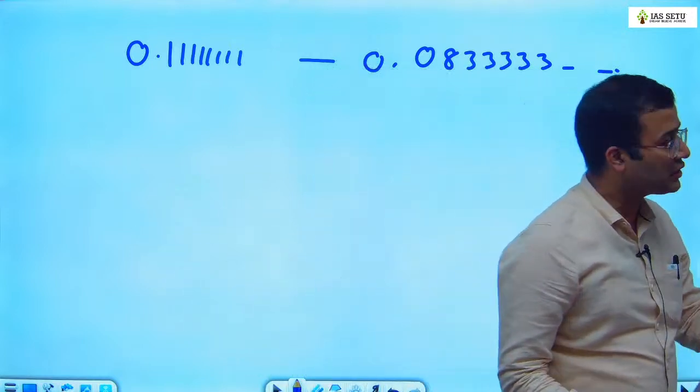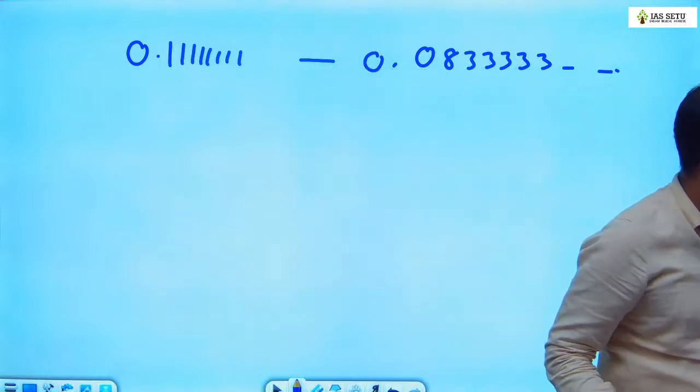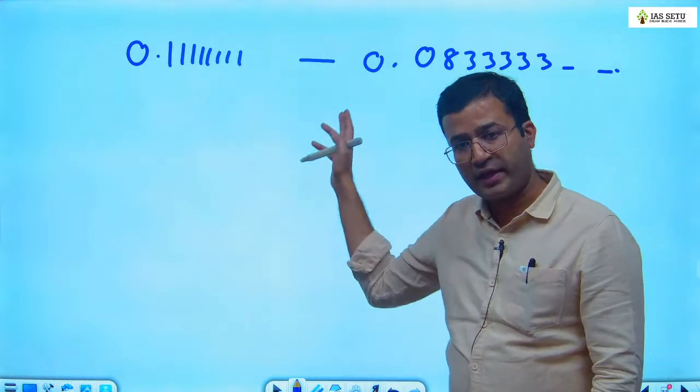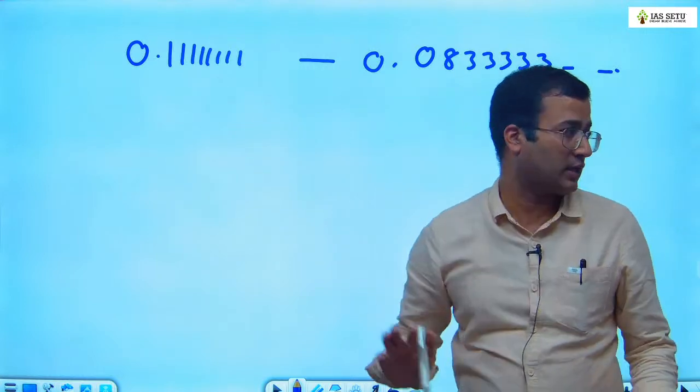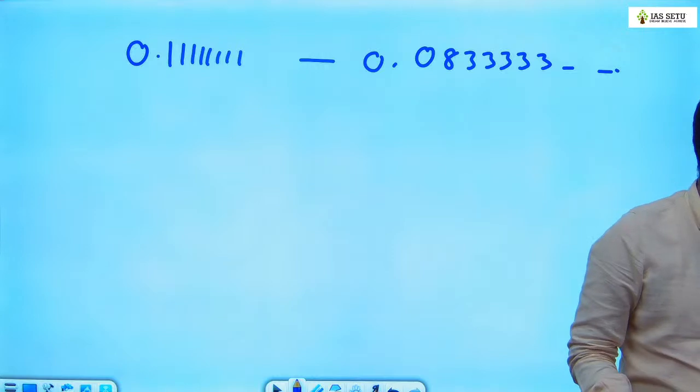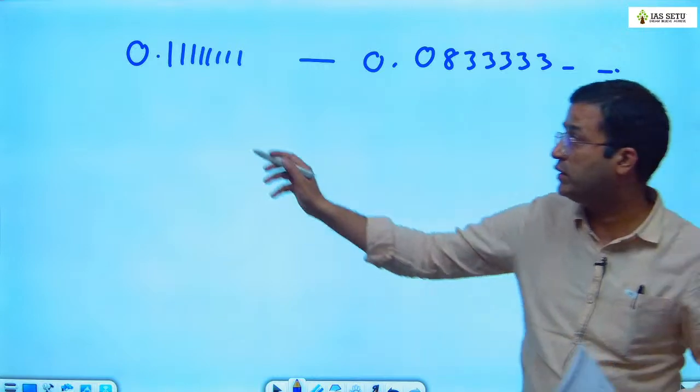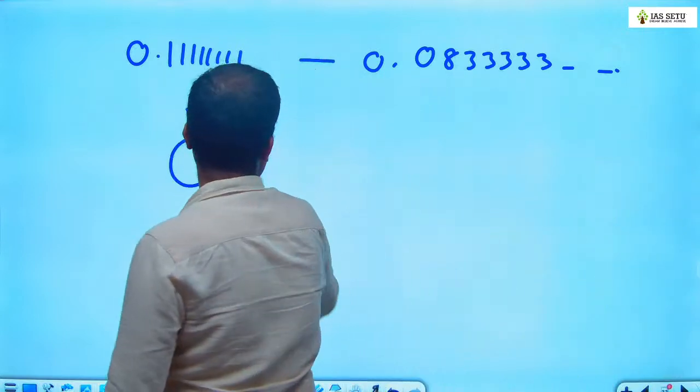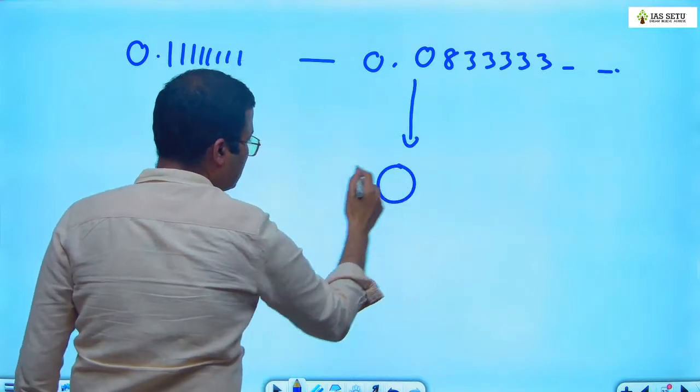I told you in the last class how to add fraction, how to subtract fraction. First you have to convert these into fraction, then you have to operate. Don't operate decimal first. You convert this in fraction. You convert this in fraction.